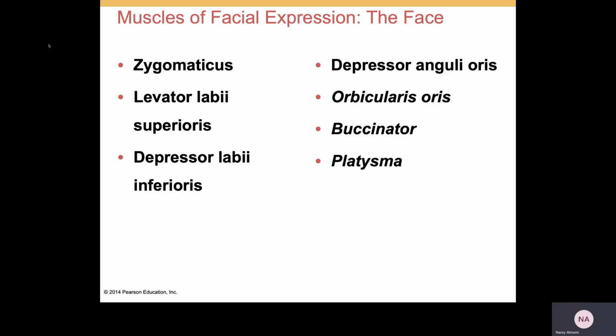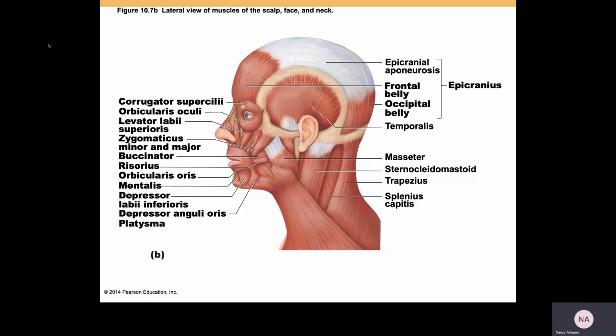Orbicularis oris is one you need to know. Buccinator and platysma are also need to know muscles. So let's figure out what we have here. Find frontalis, which is marked as the frontal belly. Find the epicranial aponeurosis, which is marked as the broad flat tendon that sits over your parietal bone, because it is. And find occipitalis, which on this is marked as the occipital belly.